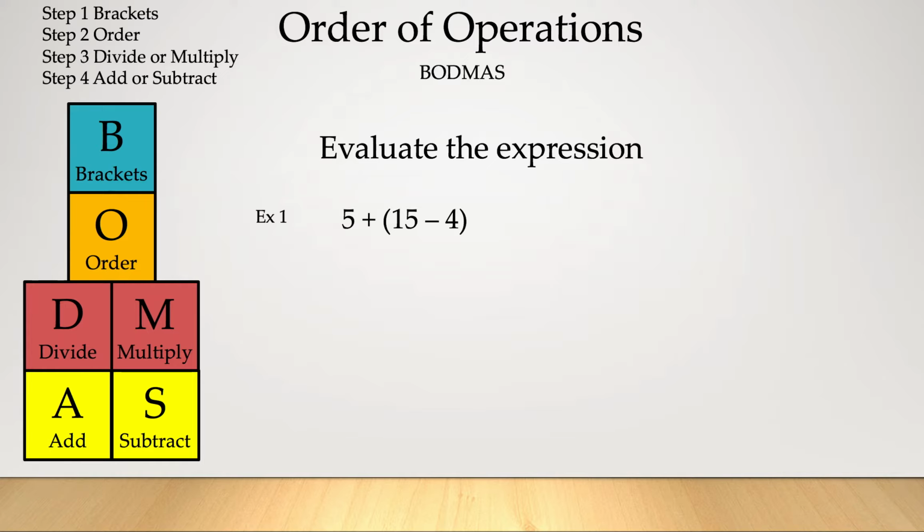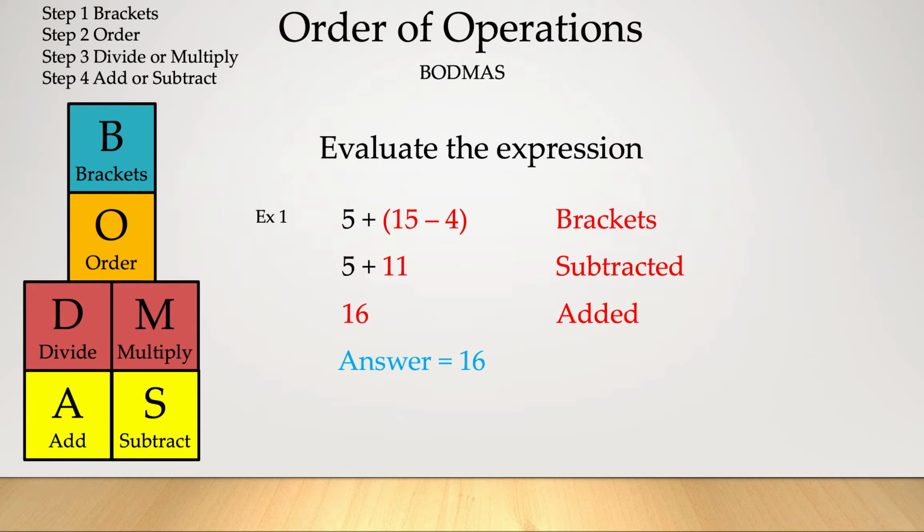So let's go ahead and take a look at the first one. In step 1, we have brackets. Now we're going to subtract those two numbers, and we get 11. Now we do the next step, which is add. We have 16, because 5 plus 11 is 16, and that is your answer.